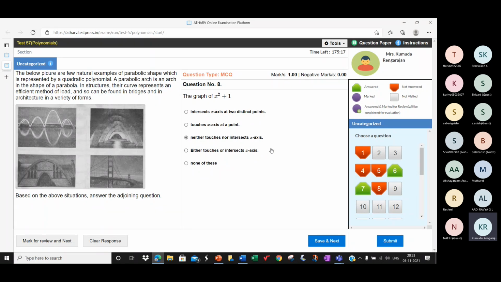Now x squared plus 1 has no real zeros, because we have the condition x is equal to square root of -1. The square root of a negative number is not defined. It's not a real value, it's imaginary. Which means x squared plus 1 has no real zeros. That means the parabola should neither touch the x-axis nor intersect the x-axis.